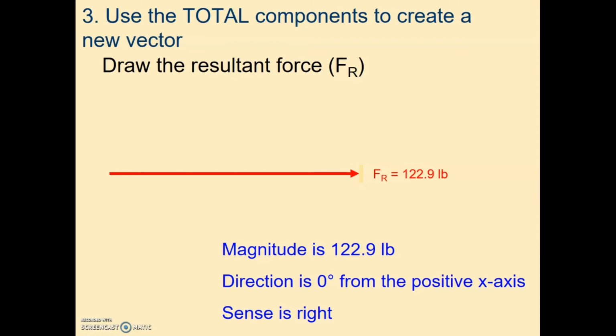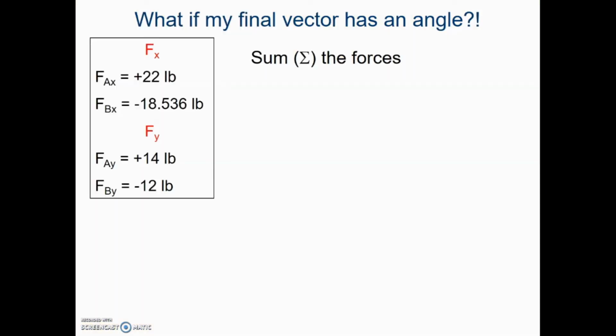So notice how we broke everything down. We added our X's together, we added our Y's together, and then we used that value to make a new vector. So that's nice and easy. It's really handy that the Y's canceled out, but what happens if we have an angle? How do we deal with that? How do we find direction for things that have an actual angle?